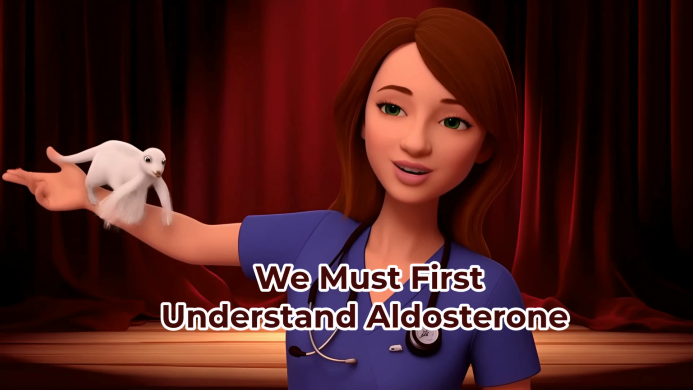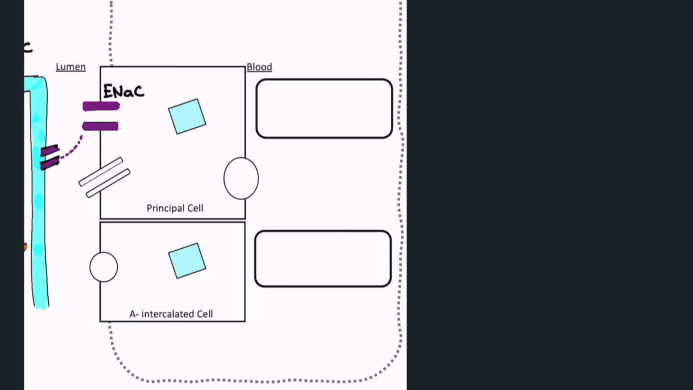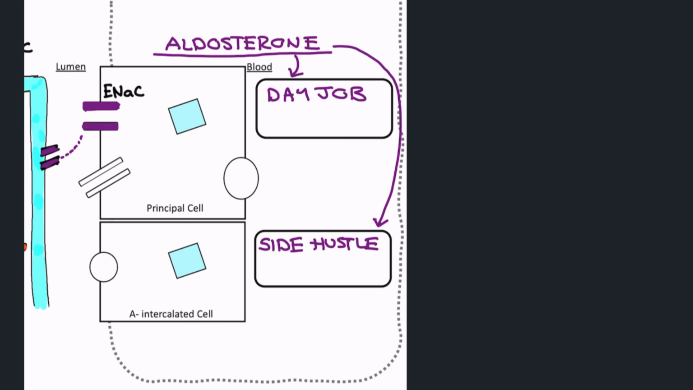This is going to blow your mind. Stay with me. The way I like to teach aldosterone is that it has a day job and a side hustle. The day job of aldosterone is coming to the collecting duct and increasing salt and water reabsorption.